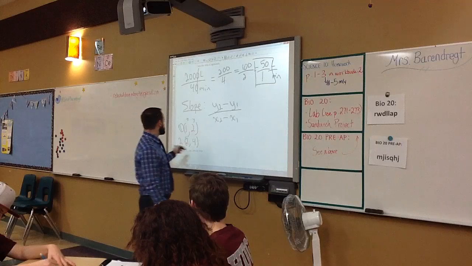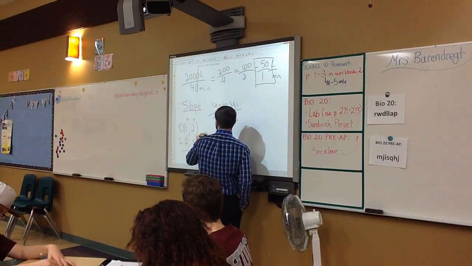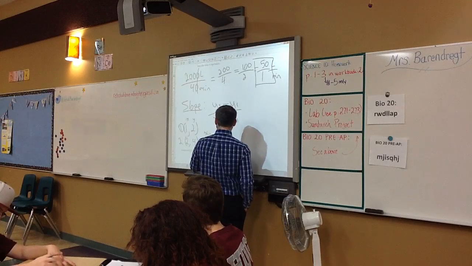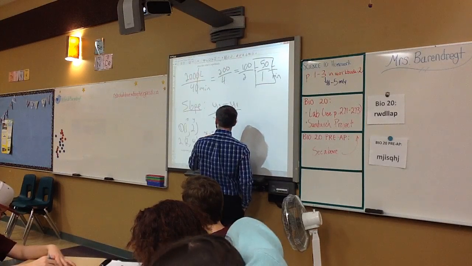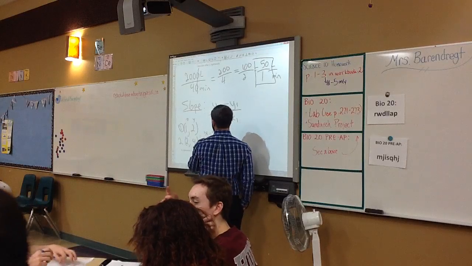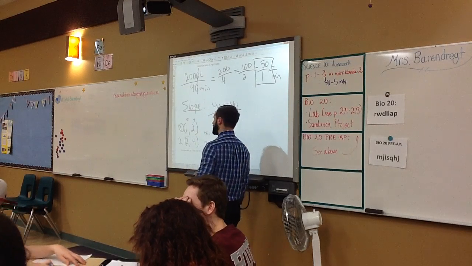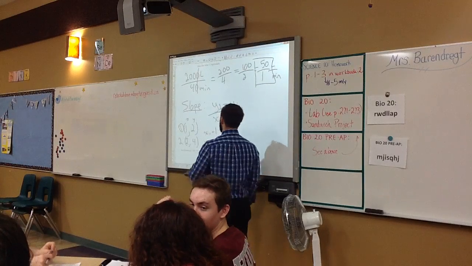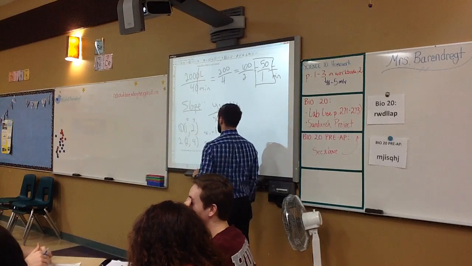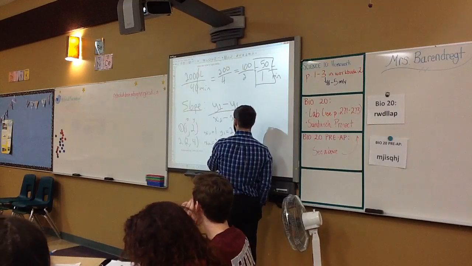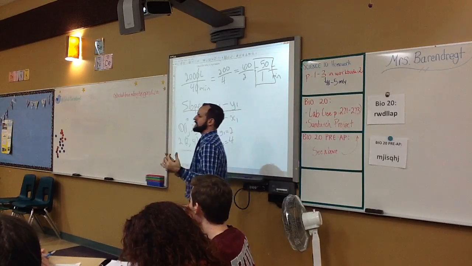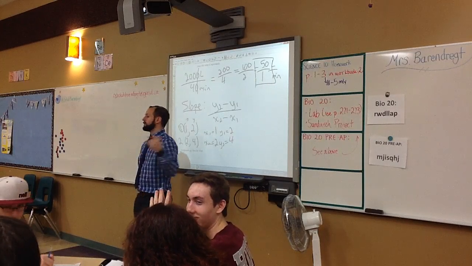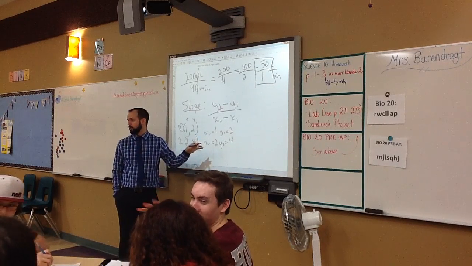So if I wanted to use this information, I could say that x1, x2, y1, and y2 are as follows. If I told you x1 is 1, what do you think x2 is going to be? 2. I told you y1 is 2, y2 is 4. And then I would be able to use that information to find my slope.